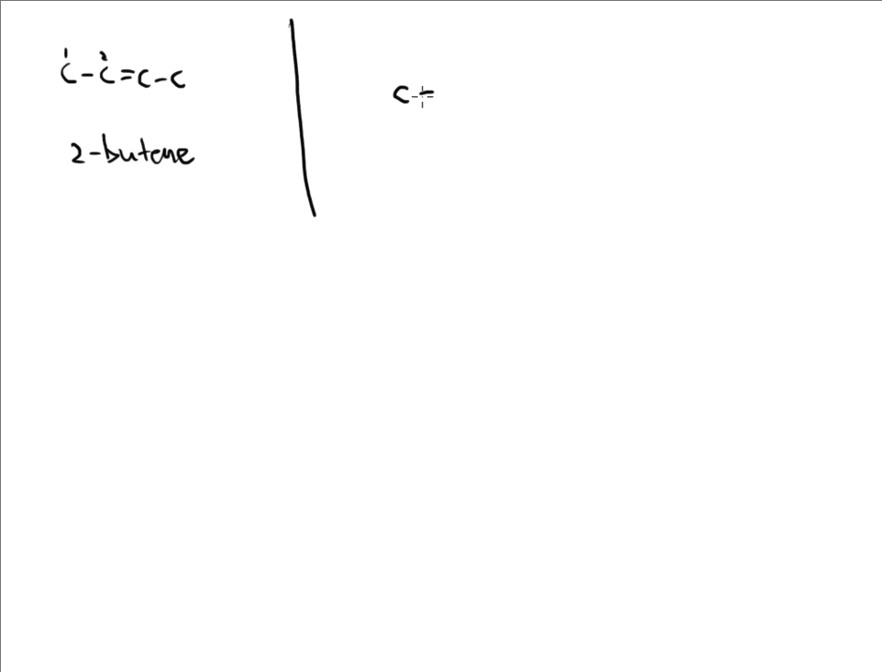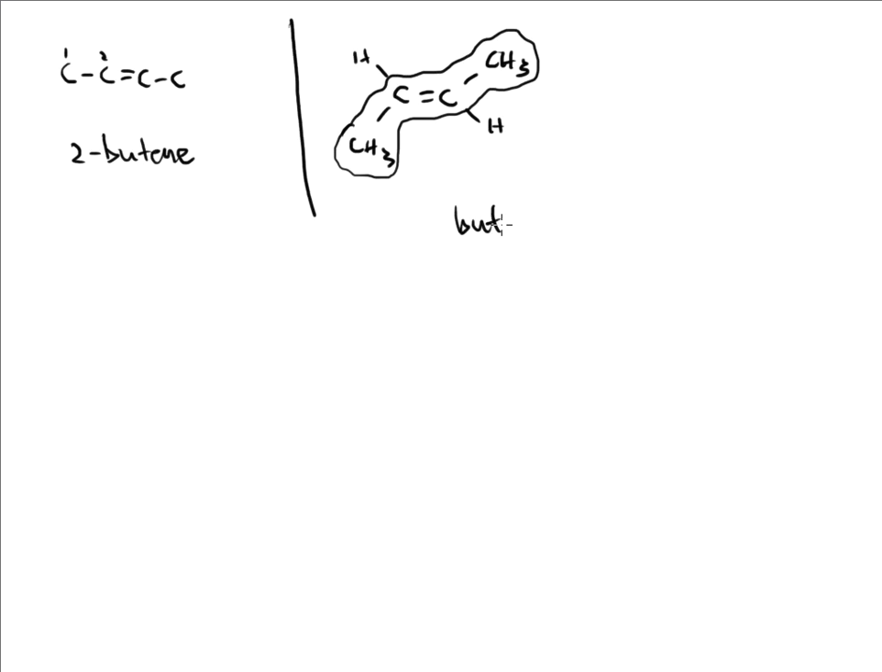However, these problems can go more specific. And what you could see them do is something that looks like this. And they'll say, name it. Well, how do we do that? You do it just like before. You find the longest carbon chain. All right, so the longest carbon chain, right there. That longest carbon chain is still 4. So butene. That double bond still happens at carbon number 2. So it's still 2-butene.